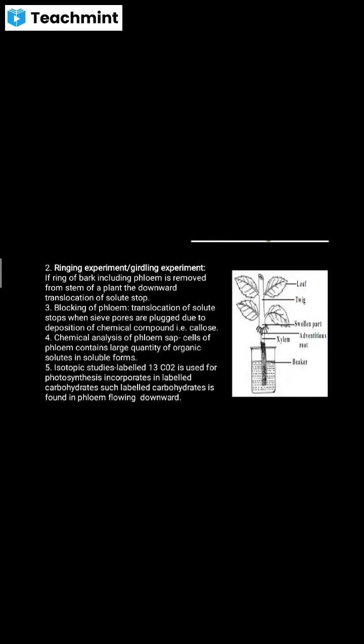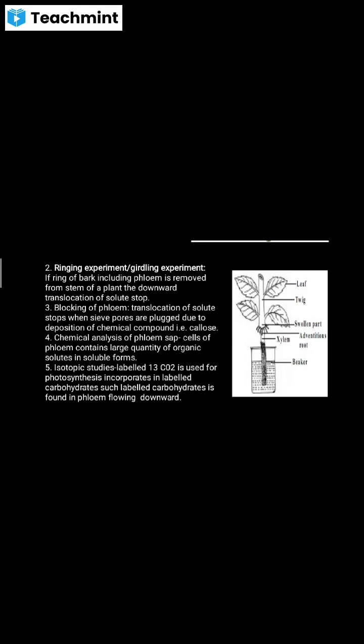If we remove the phloem part of this plant and make a ring on that portion, the translocation will be stopped. Transport of the solutes does not take place. So through this experiment, it is concluded that the transport of the solutes takes place only with the help of phloem cells.